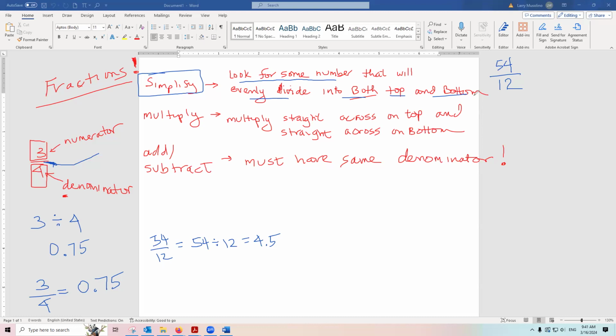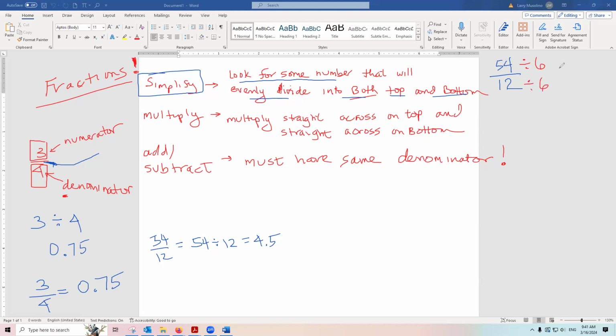Now I'm noticing 54 and 12 are both even numbers. So I know 2 would evenly divide top and bottom. But I'm also trying to see if there's a larger number. And I think I could use 6 because 6 evenly divides into 54 and 6 also evenly divides into 12. So that's it. I'm going to divide the top and the bottom by 6. So let me divide the top by 6 and divide the bottom by 6.